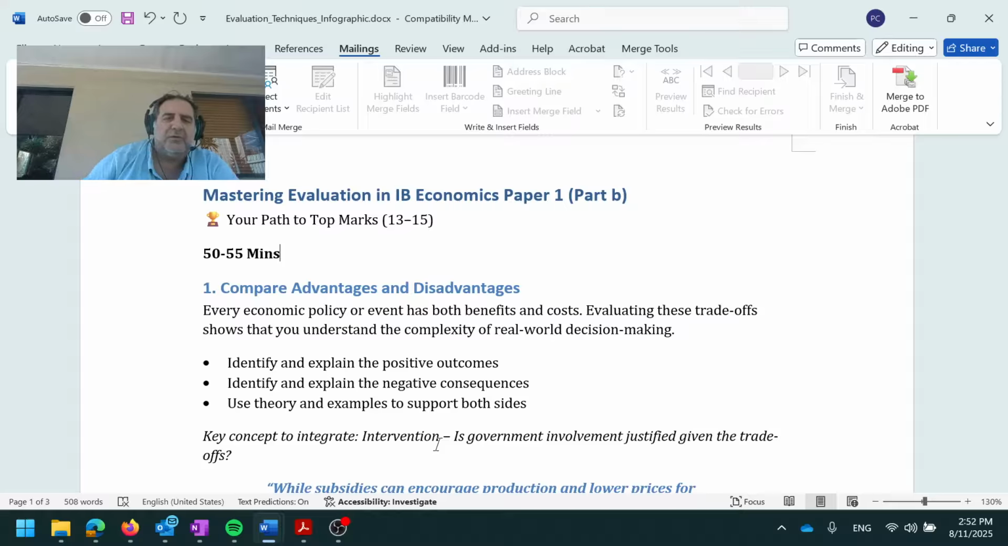Okay, so that's what I would do: talk about the alternative policy that could be used to resolve the issue, and then you're working your way towards finishing off the response with a substantiated conclusion.